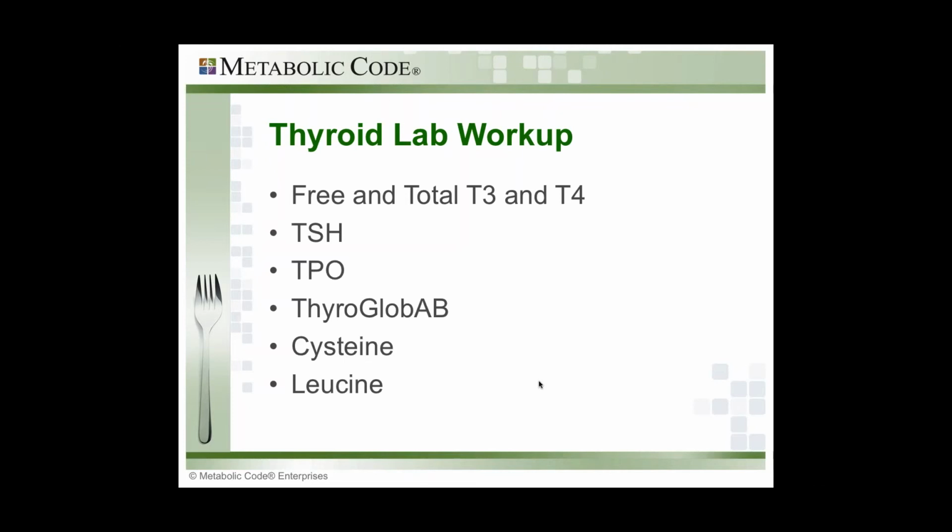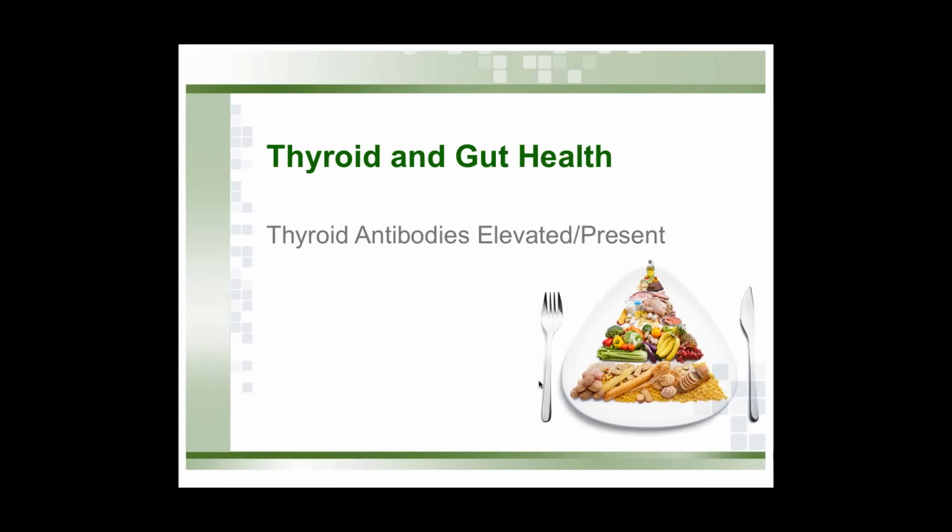So there are situations where the body can be making adequate amounts of T4, but if T3 is very low, the person can still have thyroid symptoms. And then it's extremely important to assess the thyroid antibodies, the TPO and the thyroglobulin antibodies. And now we're learning more roles for substances like cysteine and leucine, so some people are even adding those to their lab workups. So let's dig in here.